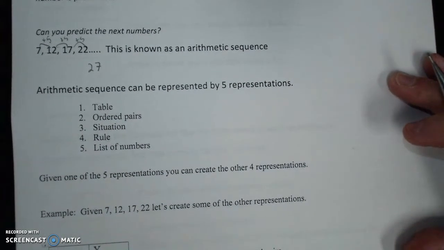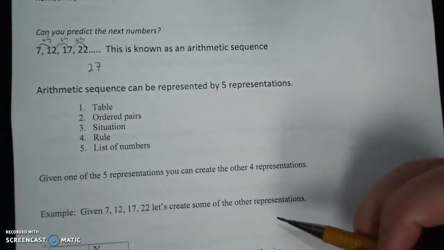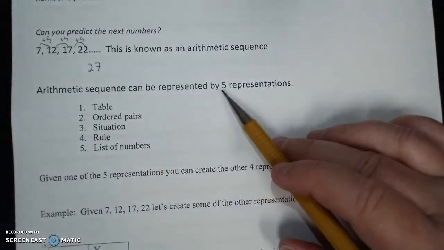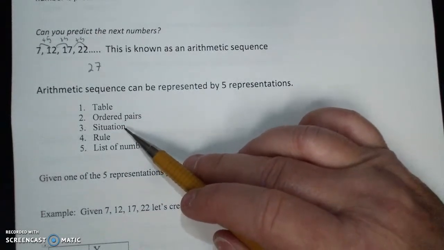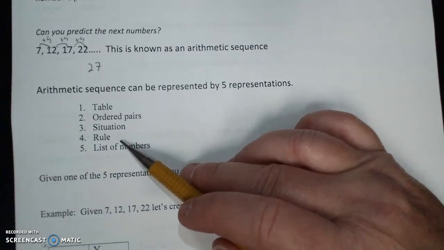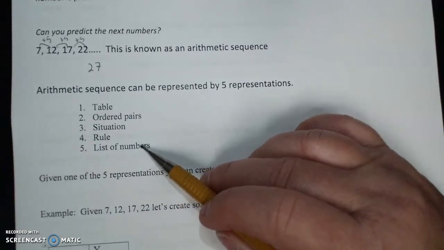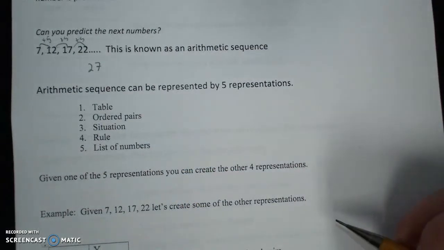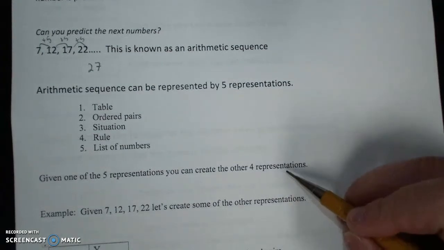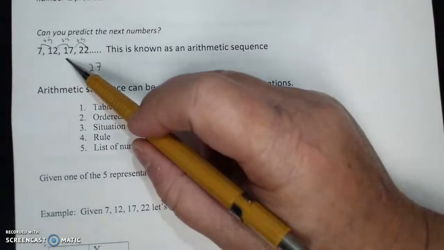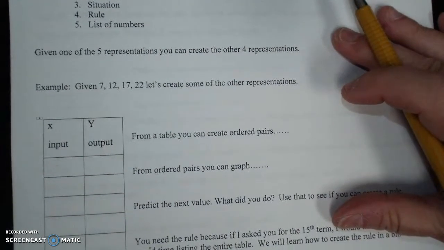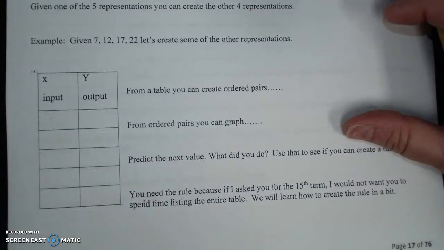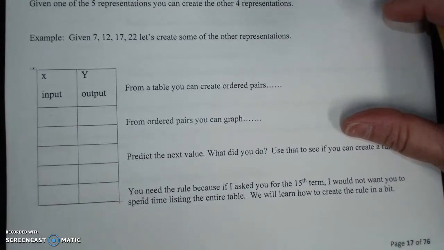For arithmetic sequences, I can have it as a list. I can do 5 representations. I can do a table. I can do ordered pairs. I can make up a situation for this. I can make up a rule. And I can make up a list of numbers. When you are given 1, you can create the other 4. So all I need is this, and then I can make all of these. And I'm going to go through a couple with them. So here we go. Given this, let's create some of the other representations.